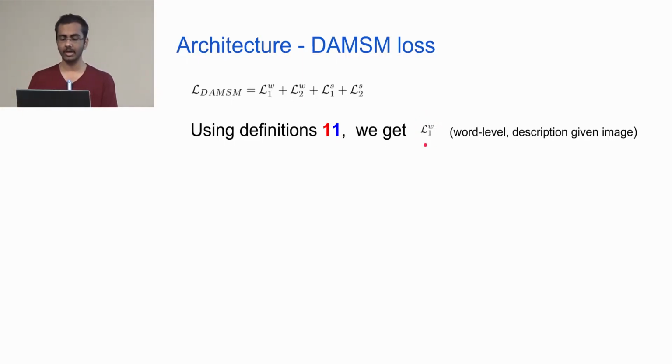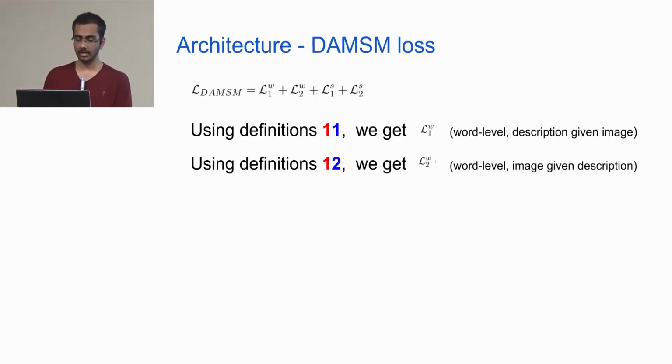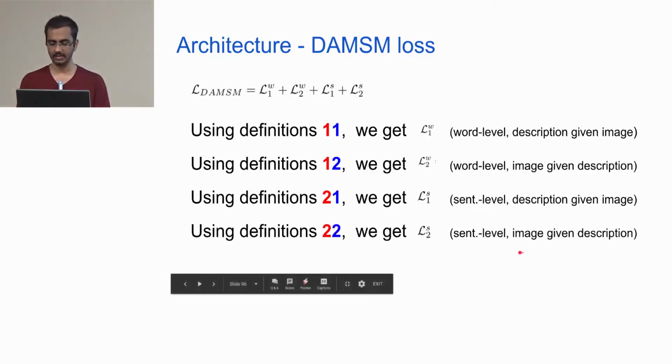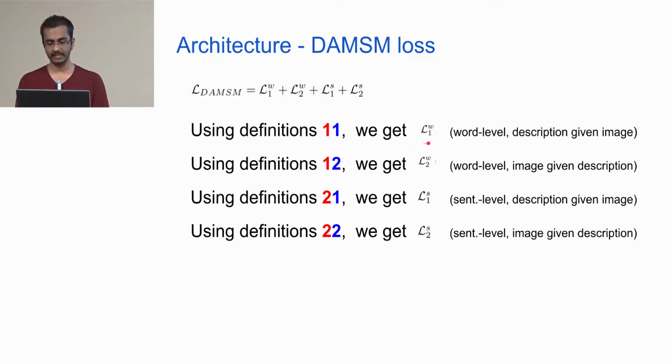So this basically means that you have word level information and you want to select a description based on a given image. If you use the combination of 1 and 2, you get LW2, which means word level information, but given a description we want to retrieve an image. This uses sentence level information, and this is again the P of DI given QI, so description given image, and this is the reverse. So you have these 4 components, LW1, LW2, LS1, LS2, and you basically sum them up to get your final DAMSM loss.